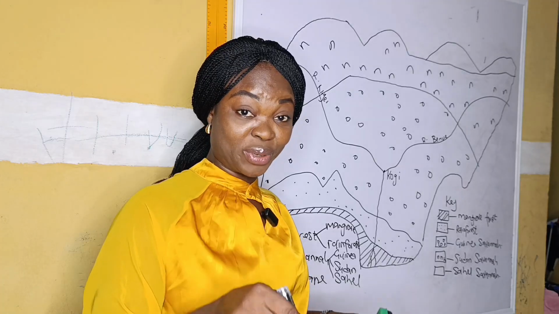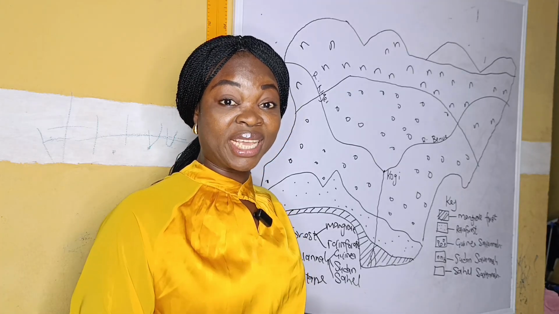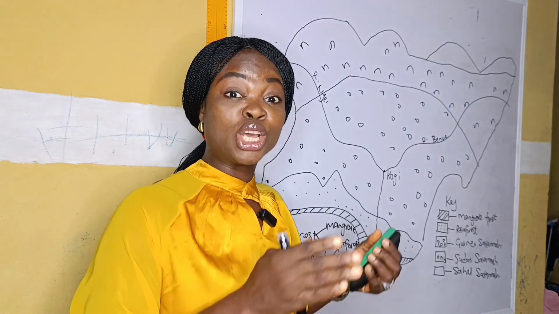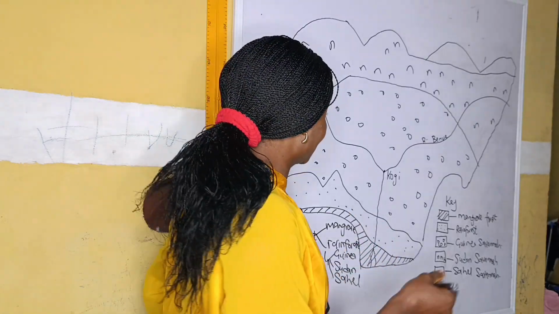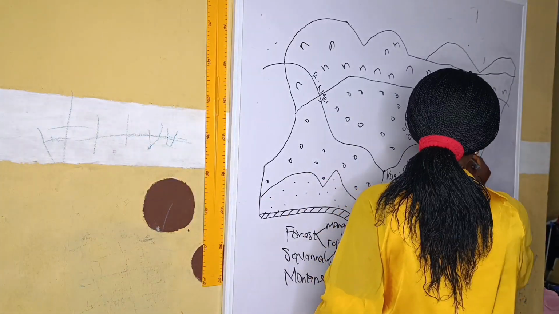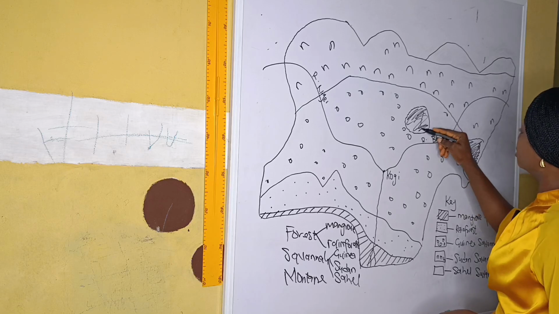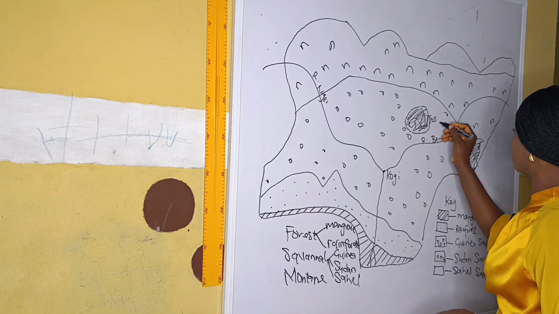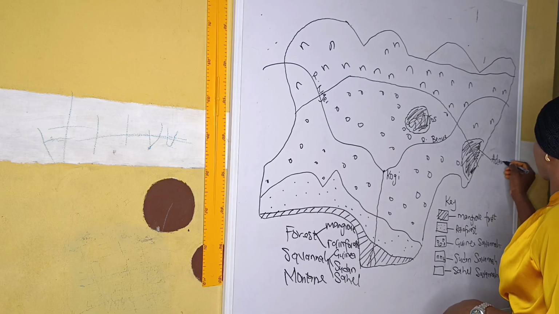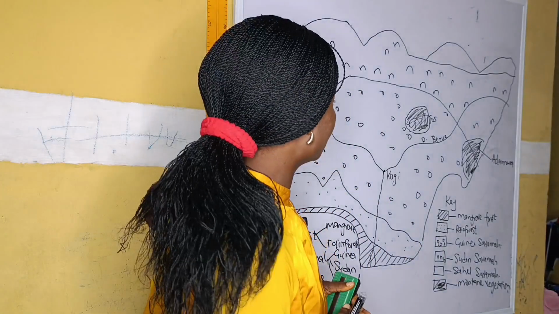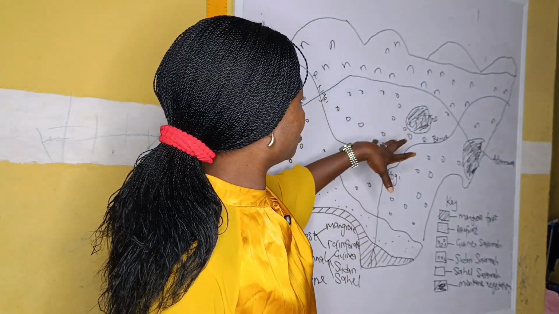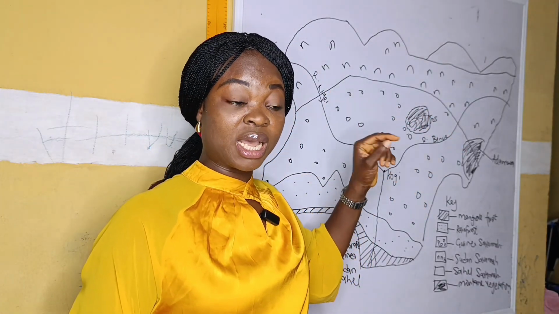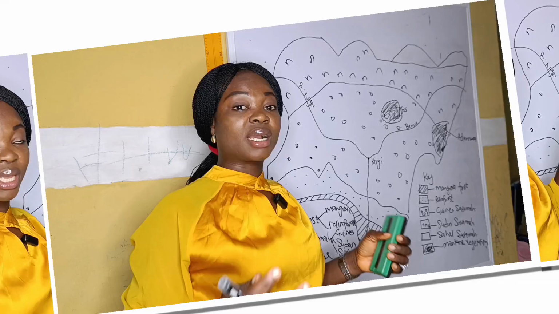The last vegetation belt I'll be discussing today is montane vegetation. Montane vegetation is found in mountainous areas like Jos and Adamawa. This is Jos here. So this is a montane vegetation. I said they are found where? In Jos and Adamawa. Okay.